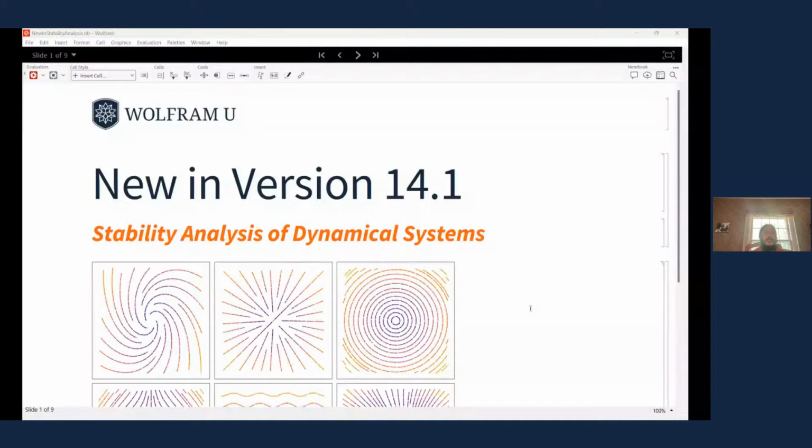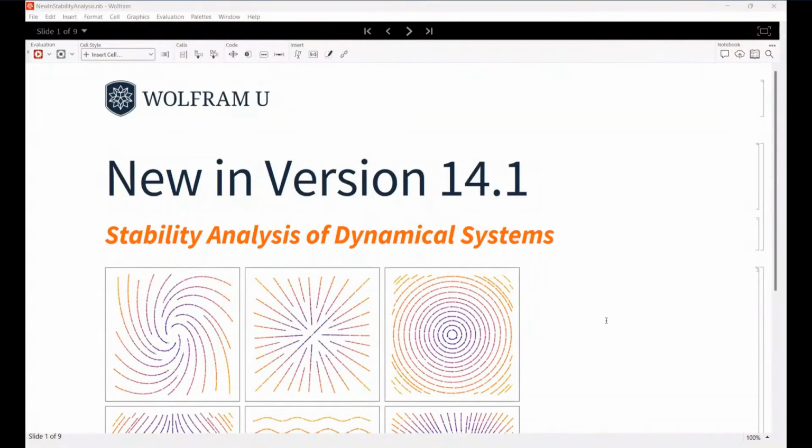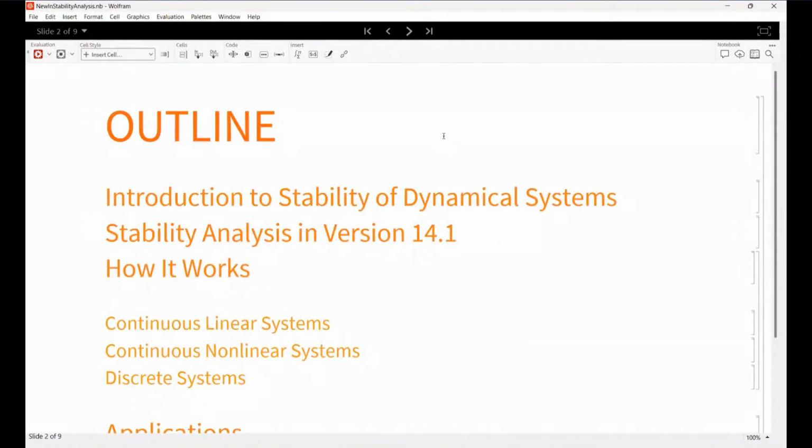Hello, I'm Aram Manaselyan from the Mathematical Computations team, and today during this webinar I will speak about one of the new features of version 14.1, stability analysis of dynamical systems. My talk will be organized as follows. At first, I will give a brief introduction about the stability or instability of dynamical systems. And next, I will speak about 4 new system functions implemented in version 14.1, which make it very easy to do stability analysis in Wolfram Mathematica.